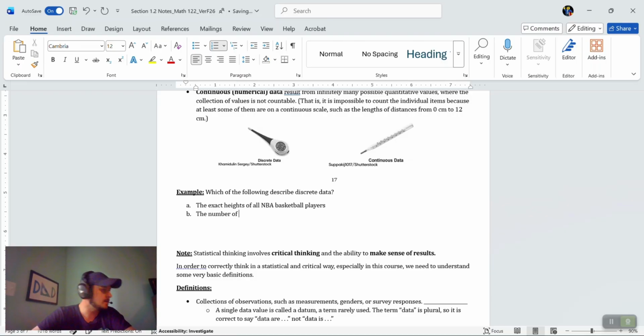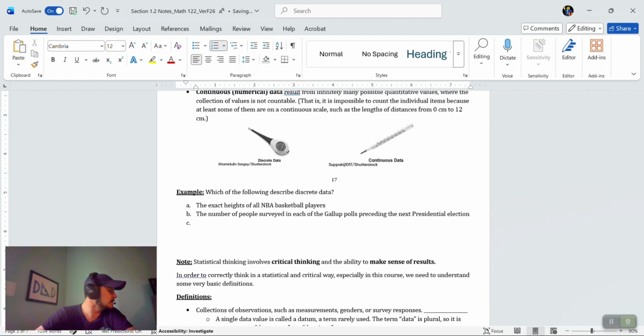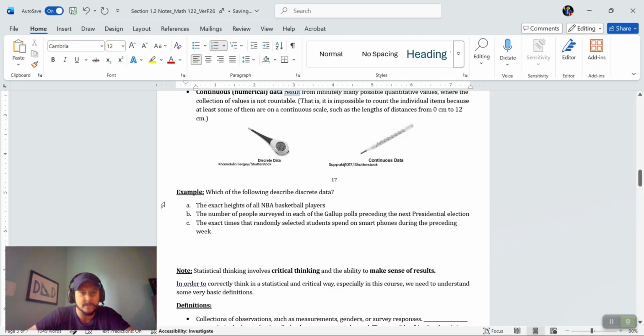Option B, the number of people surveyed in each of the Gallup polls preceding the next presidential election. Very patriotic option. And then the last option is the exact times that randomly selected students spend on smartphones during the preceding week. Oof, man, that's always a tough one to look at.